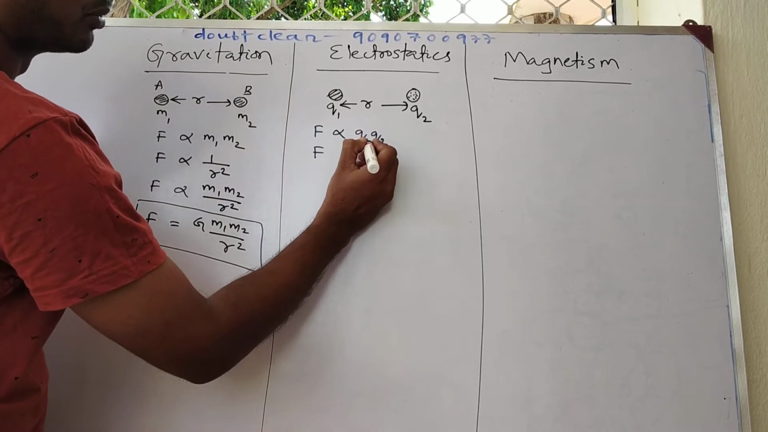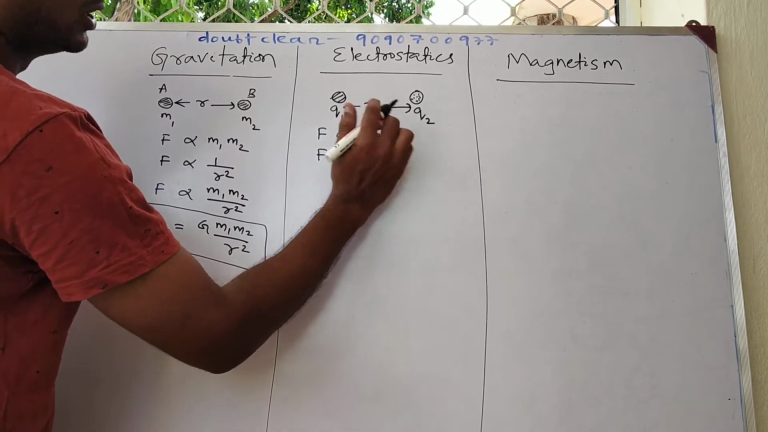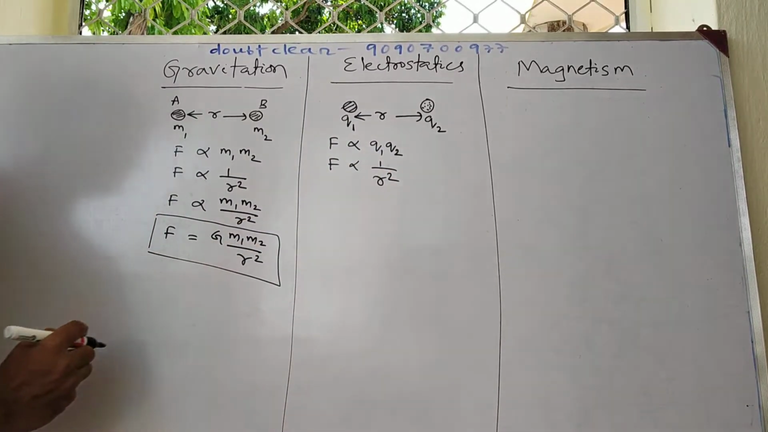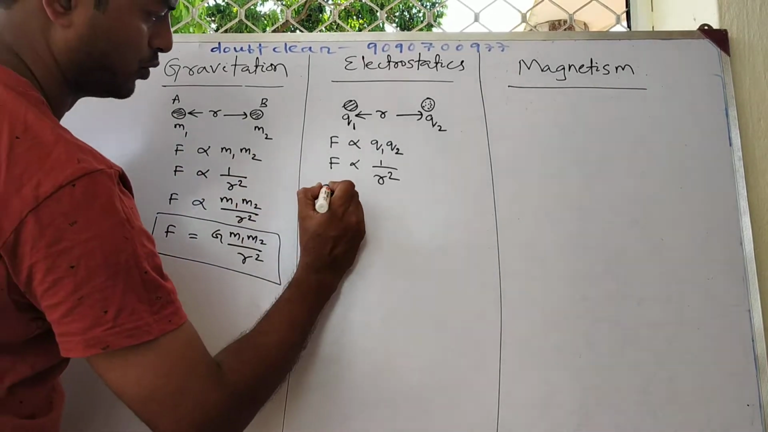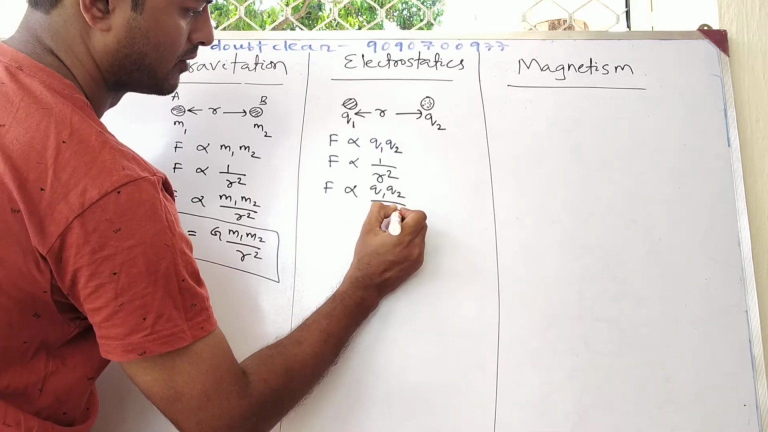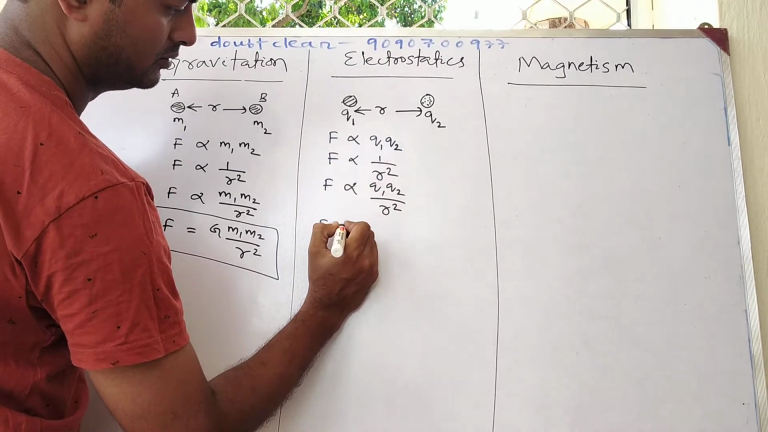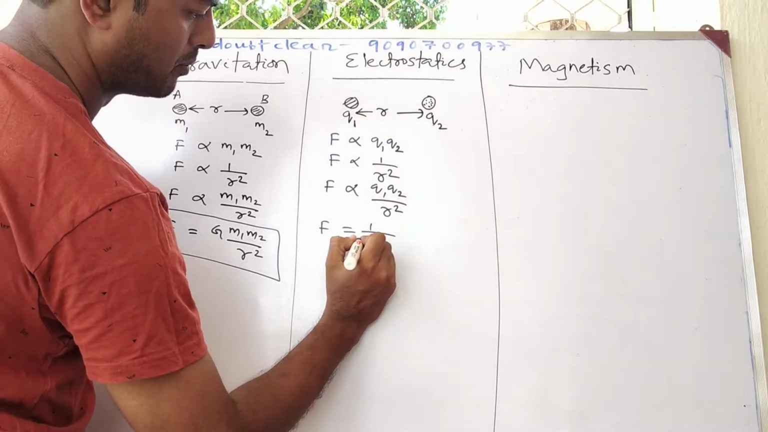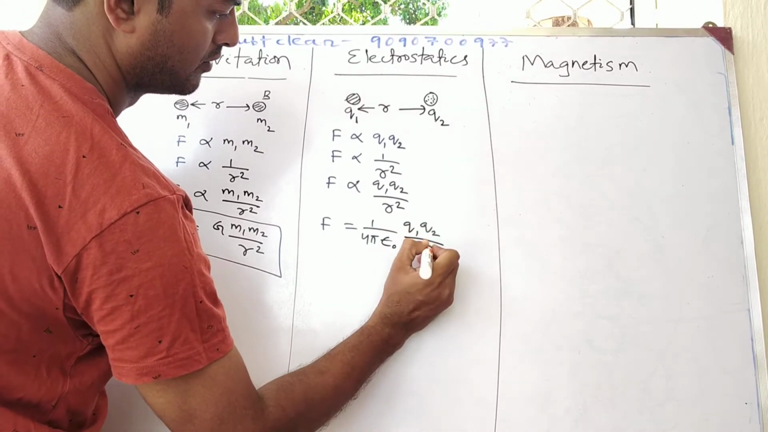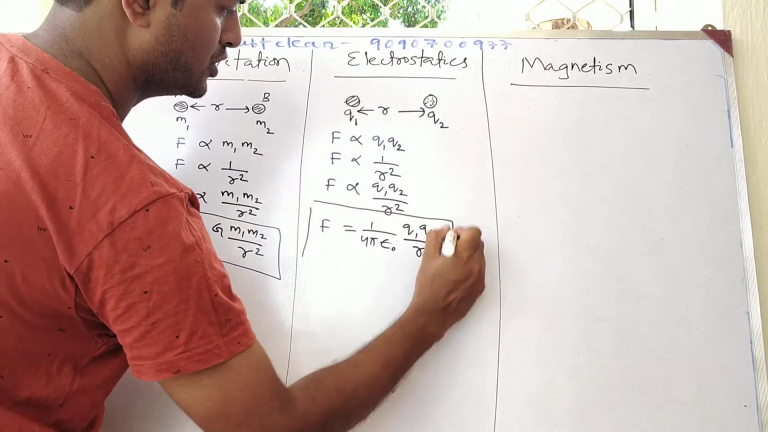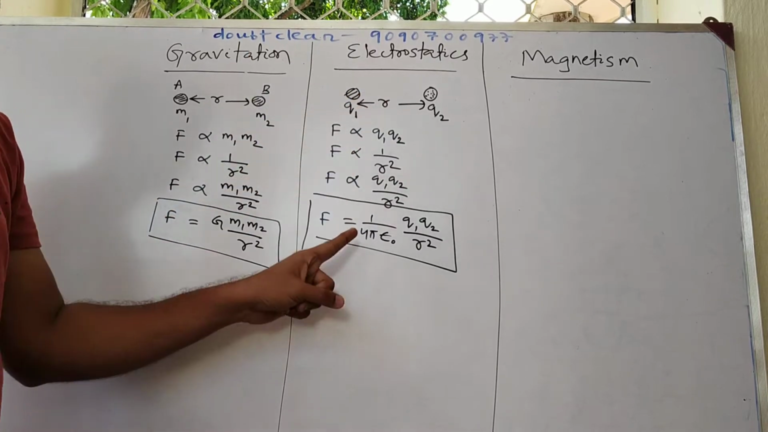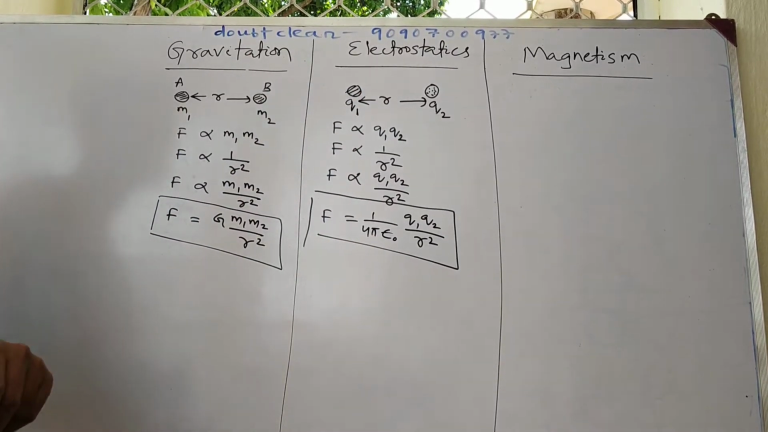So force is directly proportional to the product of the magnitudes of the two charges and inversely proportional to the square of the distance of separation between them, just like gravitational force. So F is proportional to Q1 Q2 by r square. Now F is equal to 1 by 4 pi epsilon 0 Q1 Q2 by r square. I have considered these two charges in free space. For free space I am using 1 by 4 pi epsilon 0.